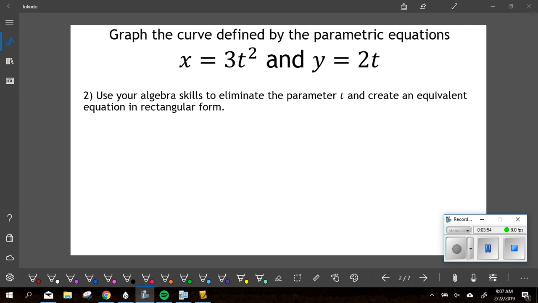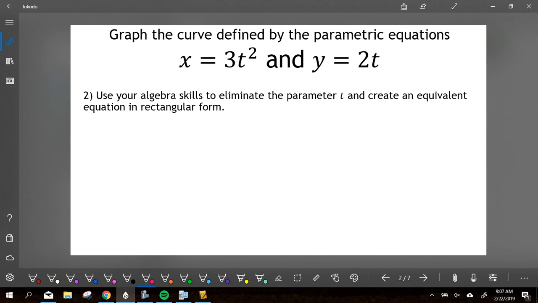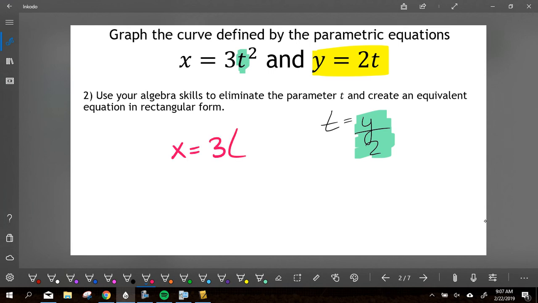Using algebra skills. Somebody set this up. What can we do? Remember what our shape was. Remember, it was a parabola on its side. Keep that in your mind as we go through this. Let's solve one of these equations for t. Mackenzie? Yep, so t equals y divided by 2. She solved for t. Once you've done that, then we can substitute in. We can take this right here and plug that in for t in the other equation because that's what t is. So she's now got x is equal to 3 times (y over 2) squared.